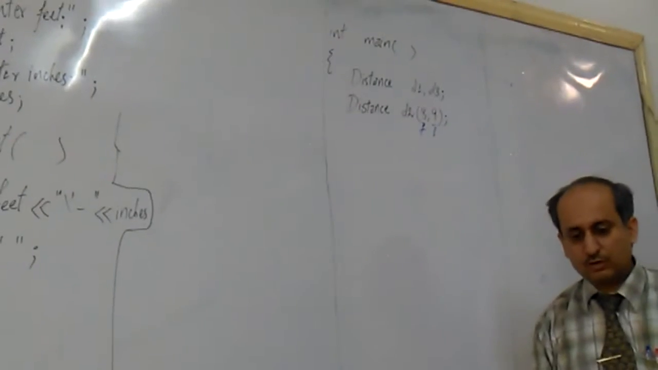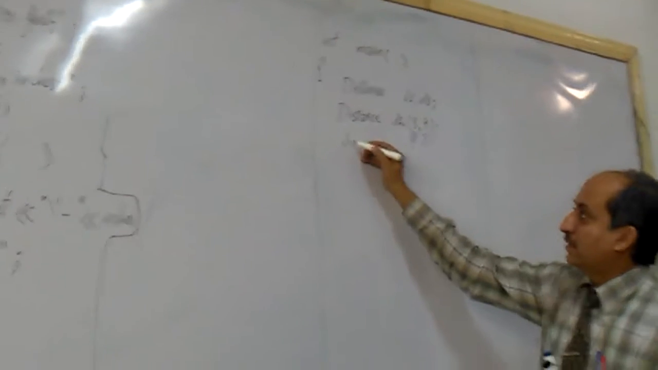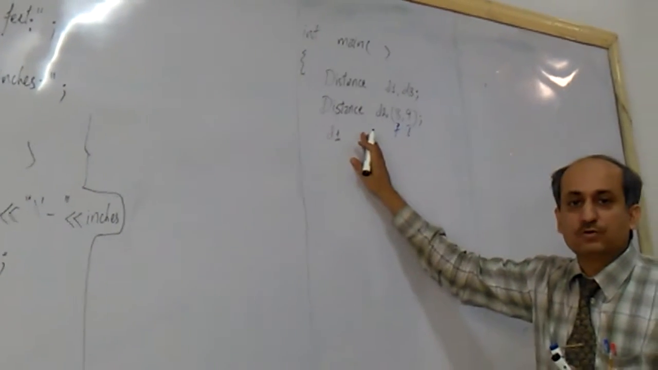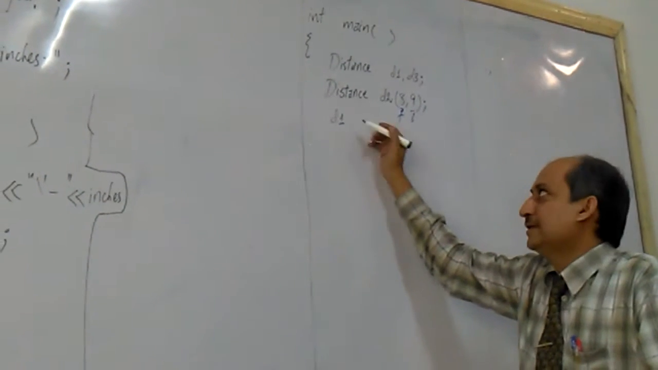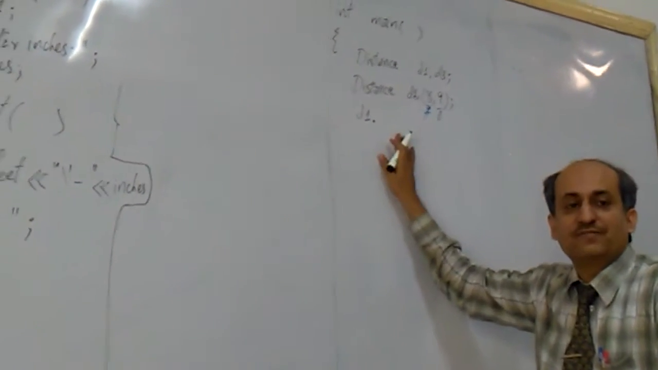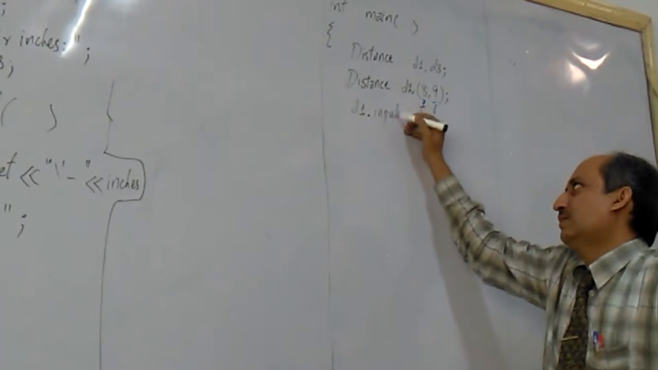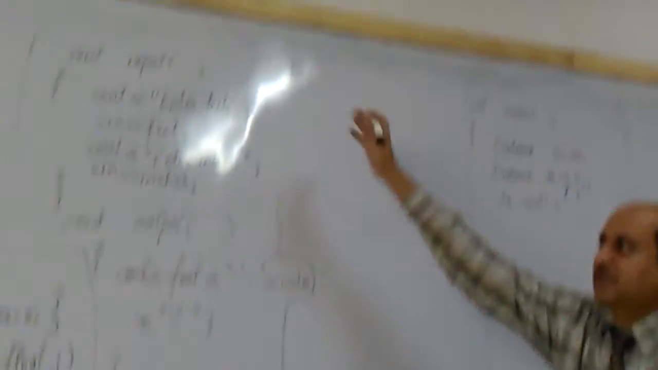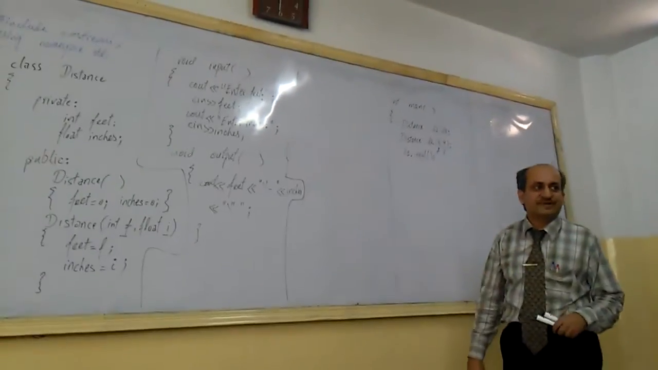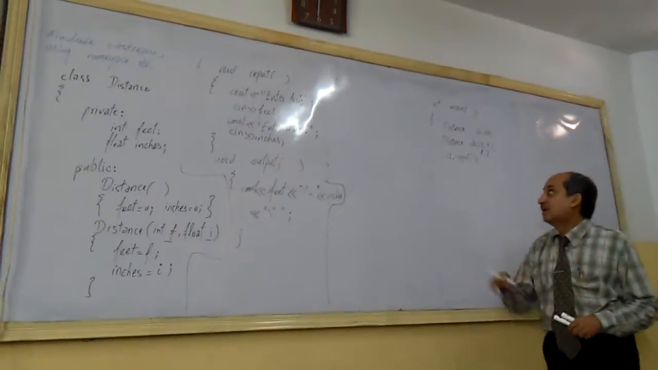Now we want to get input from user. For that purpose, we may use the D1 object, D1 instance of distance class, and which function should I be calling with the help of dot operator? D1 dot input. Very good. I shall be calling D1 dot input. Controller execution will jump to the definition of input function. It will display some specific messages to the user, and it will input value of feet and inches of the D1.